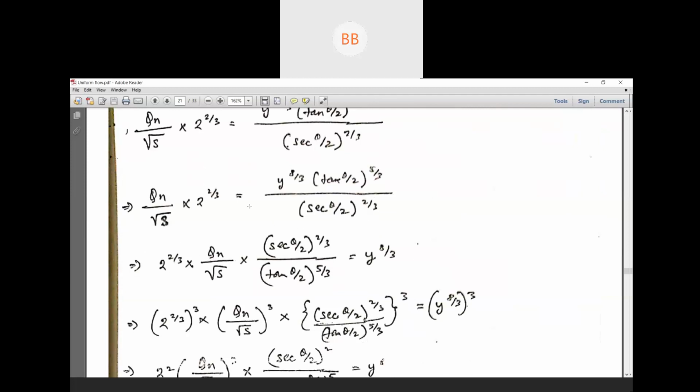So again we are going to bring this side. This sec theta by 2 we bring to the left hand side, so it will be multiplied. And this also you bring to the left hand side, so it will be divided. Is equal to y to the power 8 by 3. It will remain the same.